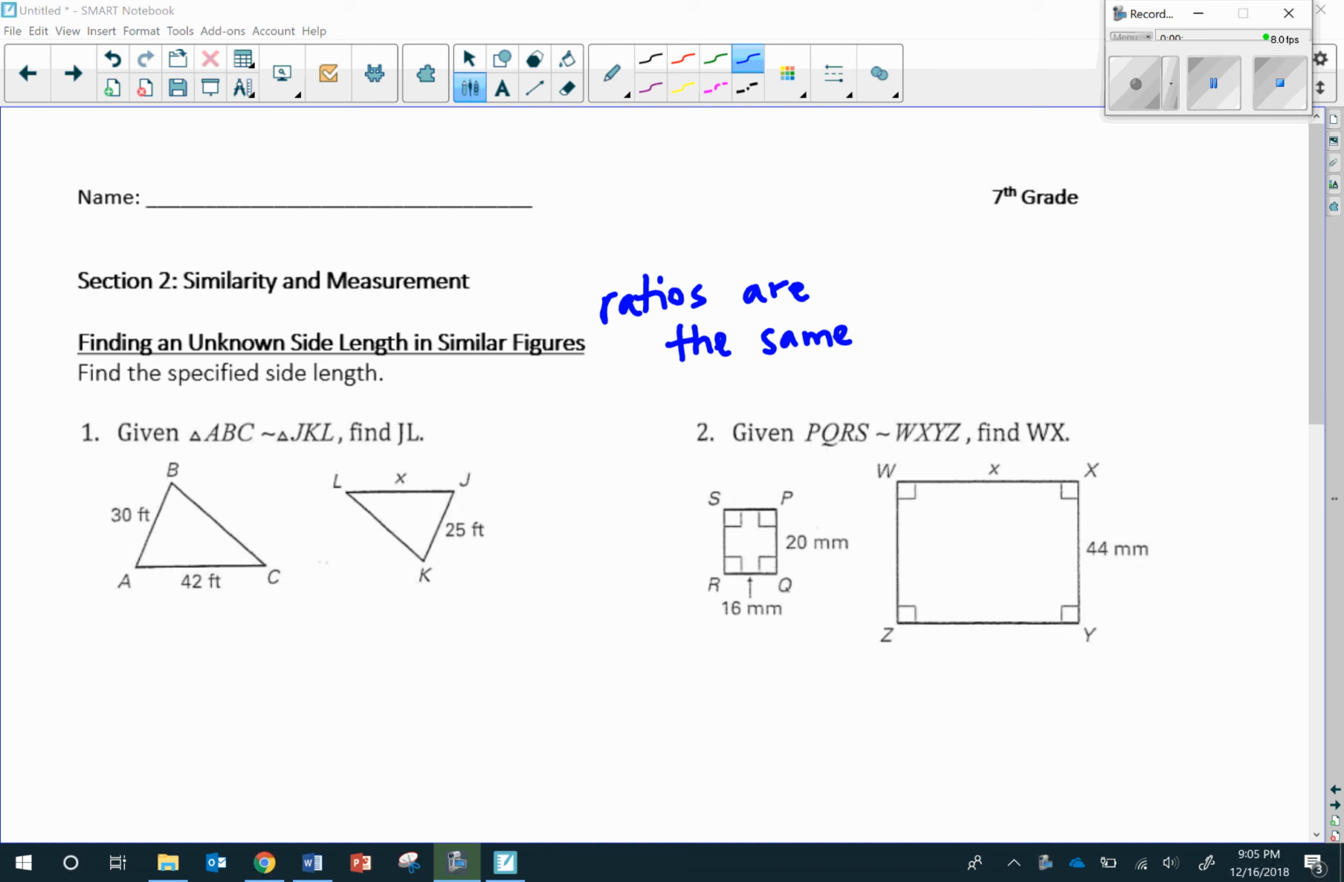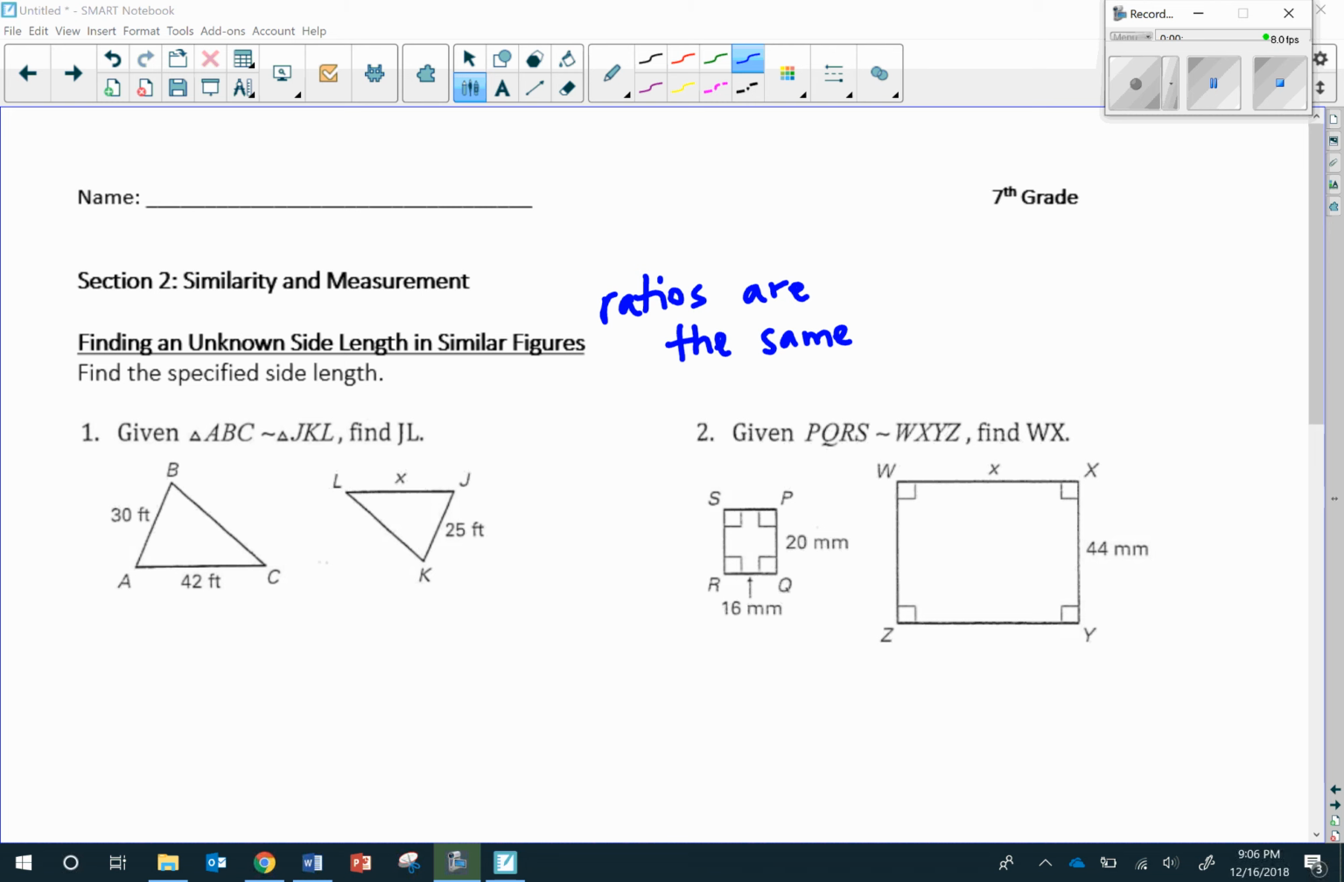All right, we're going to get started with Unit 11, Section 2, and we're going to continue talking about similar figures, but we're going to add on to what we did in Section 1. So one thing to remember is that when we're looking at side lengths with similar figures, the ratios are the same, and we look at the alphabetical order of the letters when we name figures to help us out when determining corresponding angles and sides.